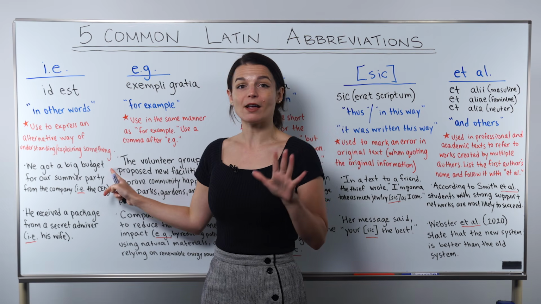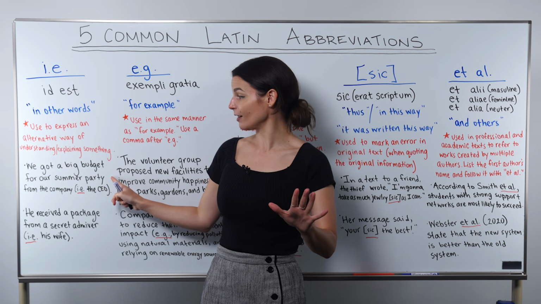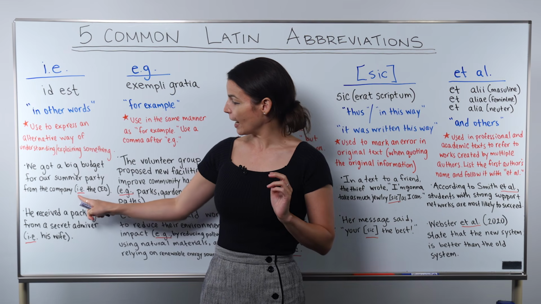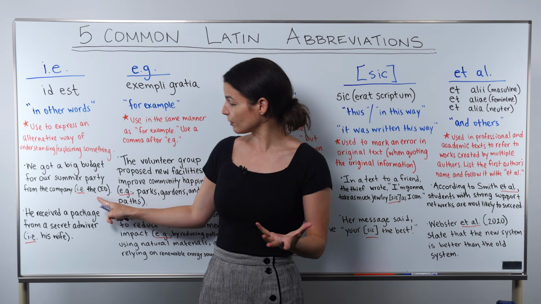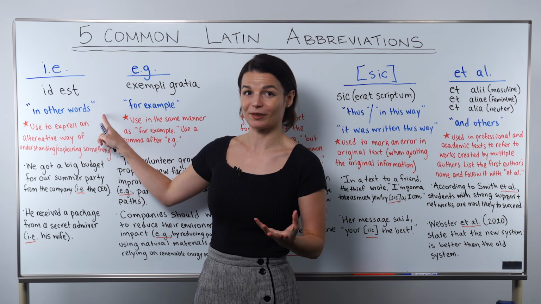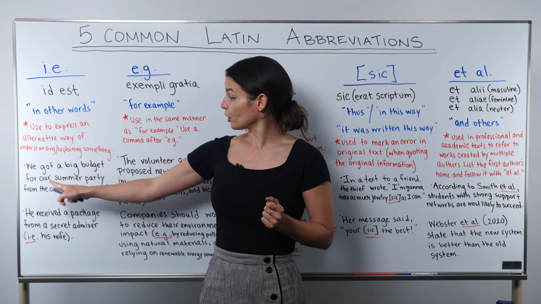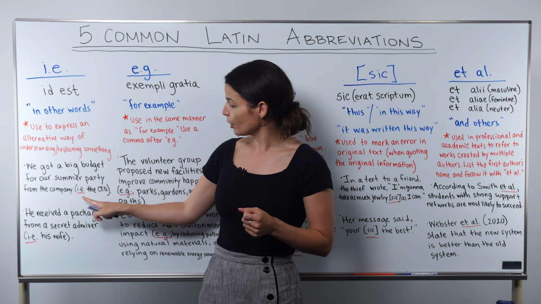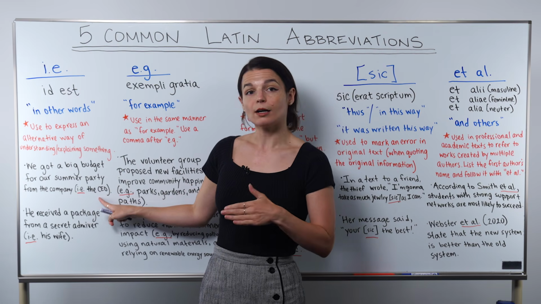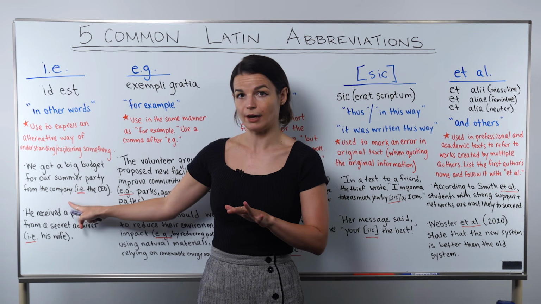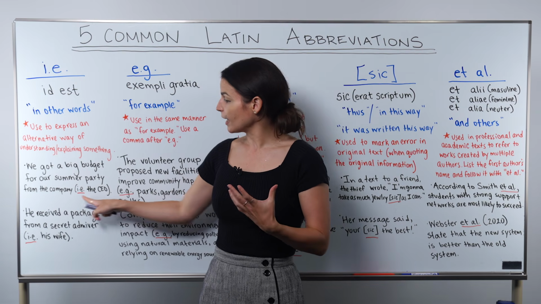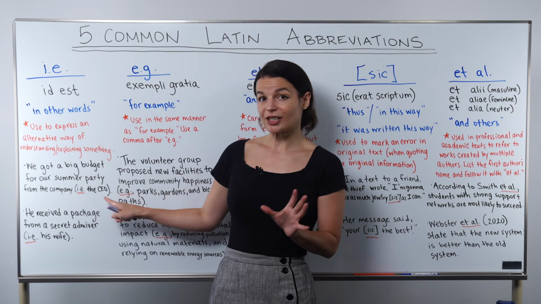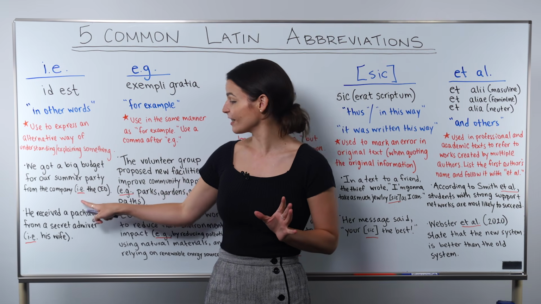First, we got a big budget for our summer party from the company, i.e. the CEO. So this part right here, i.e. the CEO, if we replace i.e. with in other words, we got a big budget for our summer party from the company, in other words, the CEO. So you'll notice this i.e., the CEO, comes after the company, right? So this expression is telling us, because it follows the word the company, that another way to understand the company, in this case, is the CEO.